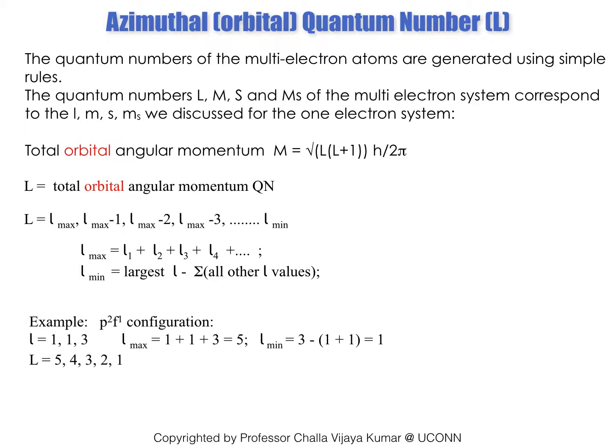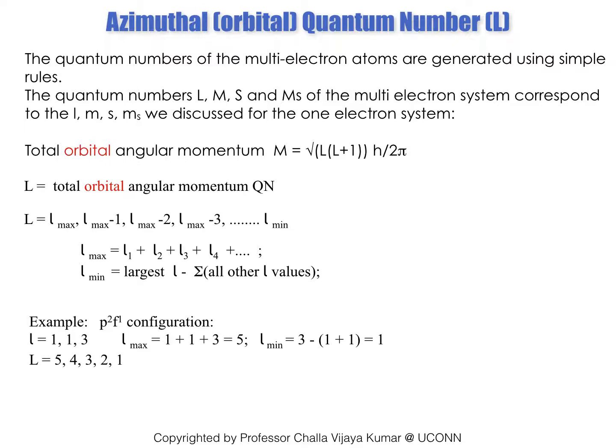So for these 3 electrons with lowercase l values 1, 1, and 3, we generated angular momentum states of capital L: 5, 4, 3, 2, 1. Therefore, we have several total orbital angular momenta that we could generate: the square root of L times (L plus 1), where capital L has values 5, 4, 3, 2, 1. So there are all these different angular momentum states generated out of this. Okay, so this is the story.